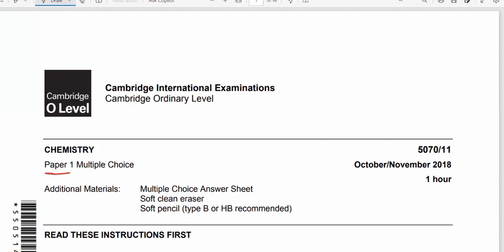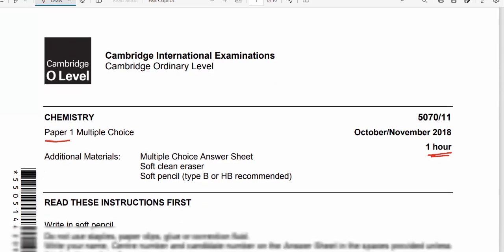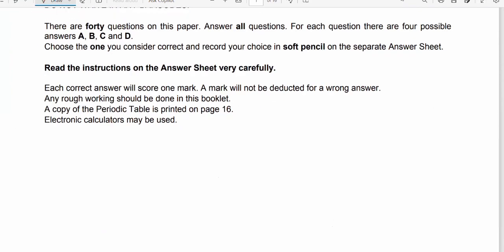Okay, this is multiple choice questions. The code is 5070 O Level Chemistry 11, October/November 2018, the paper for 1 hour. So let's move towards the first question.